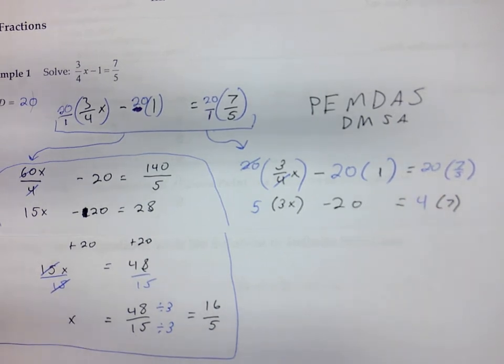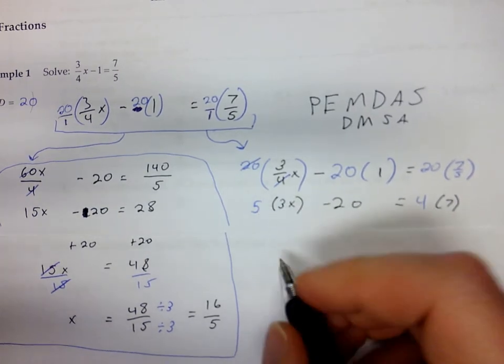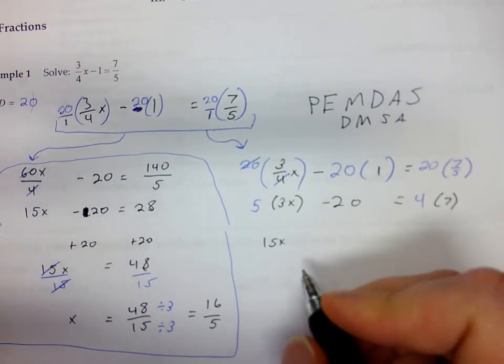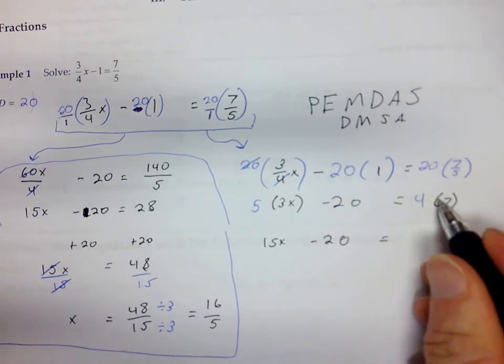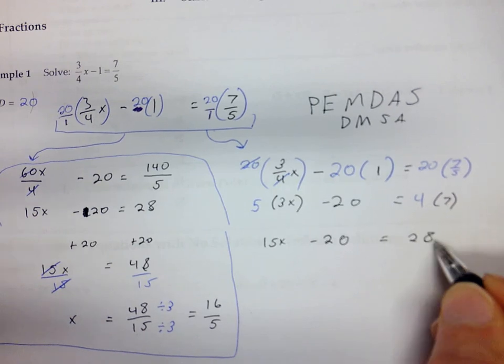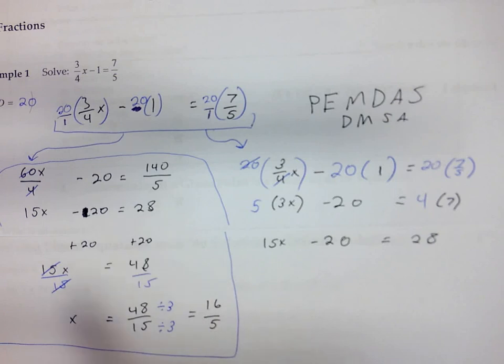And hopefully, we should get the same answers here. On the left, 5 times 3x gives me 15x. That looks familiar. Minus 20. On the right, 4 times 7 equals 28. So this looks identical to what we had over here, except I had smaller numbers to work with. I could do it all in my head.